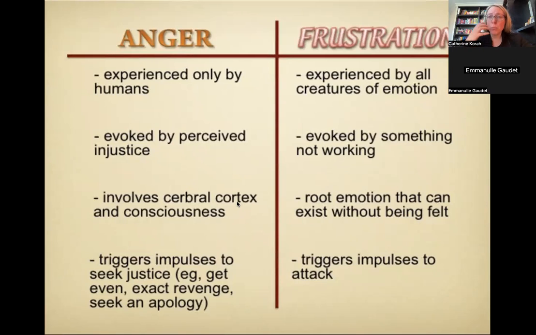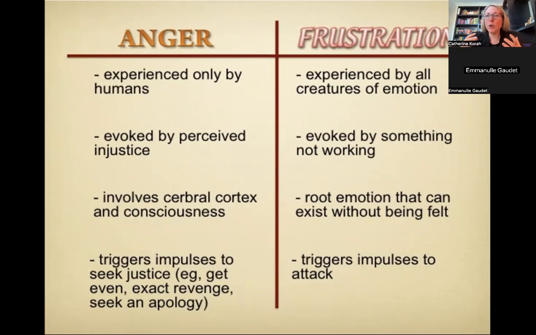Anger involves these more sophisticated parts of our brain. It requires the cerebral cortex, and for us to be conscious of it. We don't deliberately do frustration. Anger is something that we do very consciously, whereas frustration can actually exist in our system without us even feeling it. How often we see children, especially young, immature, impulsive children, who will hit and not realize that they've done it until they see the repercussions of their actions. So it comes from a more primitive part of the body.